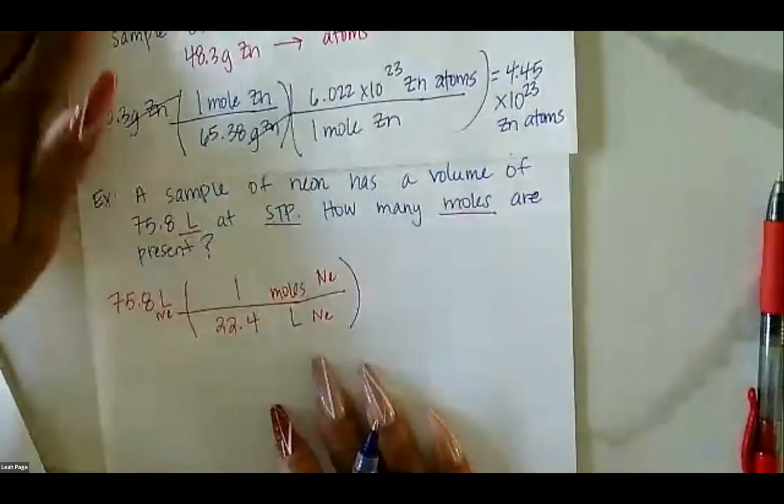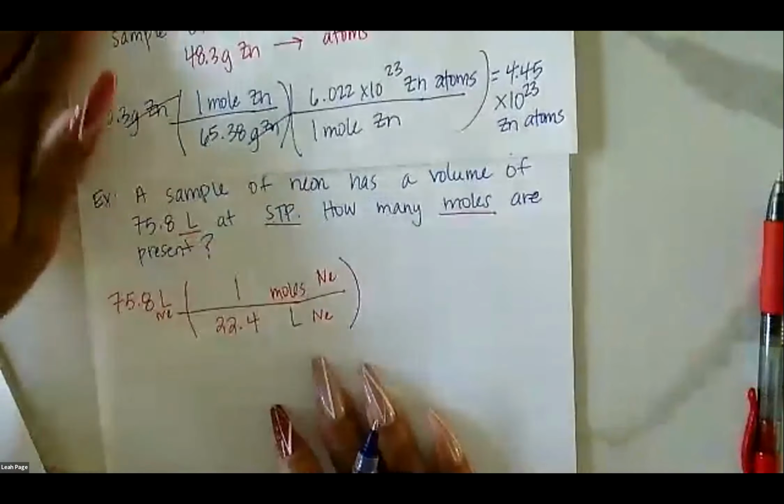Same thing here, particles to moles. I'm using Avogadro's number. 1 mole equals 6.022 times 10 to the power of 23. And then if I go from moles to liters, I'm using the molar volume, which says 1 mole equals 22.4 liters.